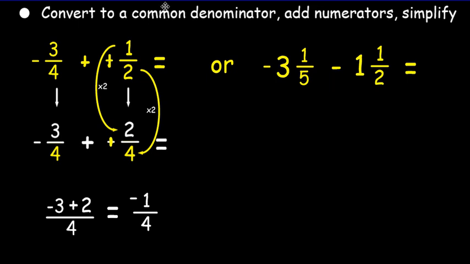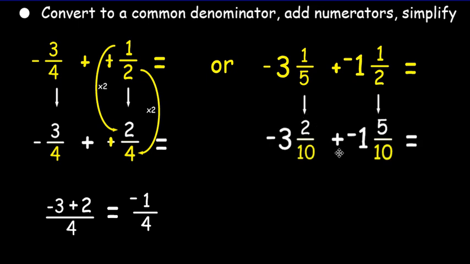Over here with mixed numbers, again, first convert it to an addition problem. So we keep the first value the same, change the minus to a plus, and this becomes the opposite of 1 1/2. So we have negative 1 1/2. Our next step is going to be to convert to a common denominator. In this case, our common denominator is 10. So we convert both of these into equivalent fractions. 1/5 becomes 2/10, and 1/2 becomes 5/10.